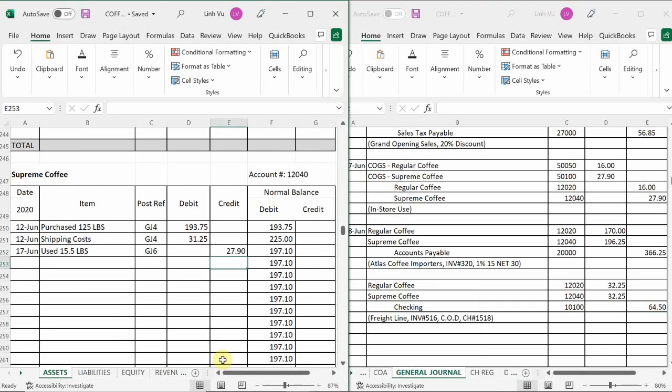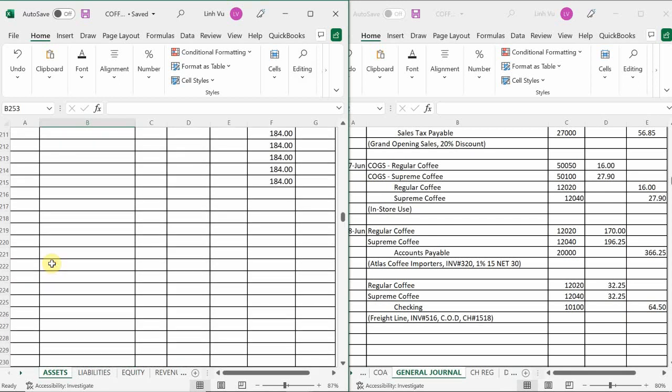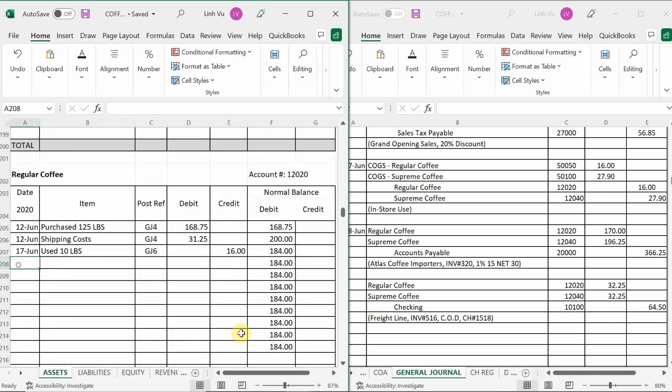So first things first, we got to go to our regular coffee. All right, we're already here. Okay. It's the 18th. We purchased 125 pounds of regular coffee, which gave us a total of $170. Okay.